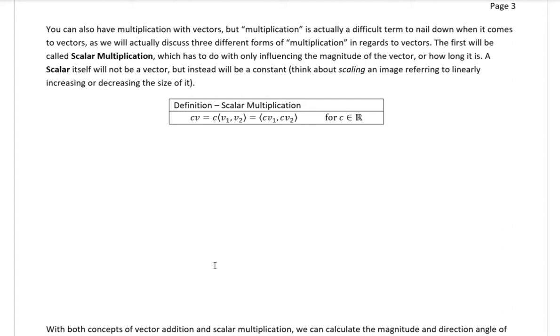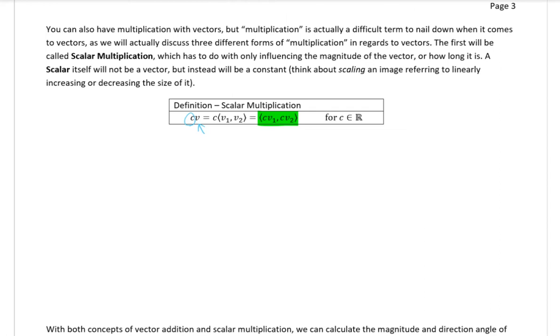That means that what we're actually doing is taking a value c, which is going to be a constant, and multiplying by a vector v. And what that does is multiply each of the components by c itself.